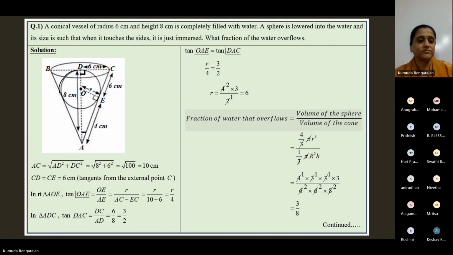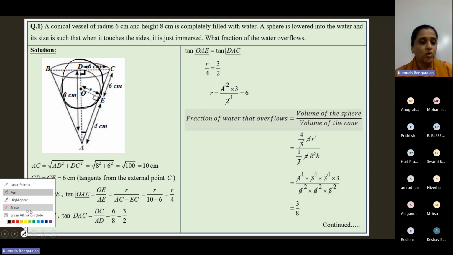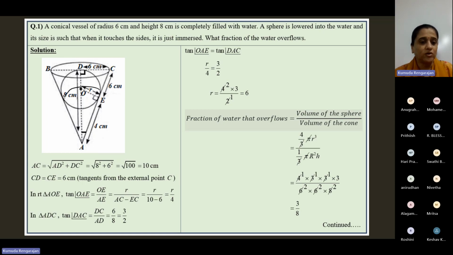So like this. You can see that the sphere touches the base of the cone and the sides of the cone. So the size is like this and it's just immersed. Meaning it's not popping out of the cone like this, nor is it completely inside the cone like this. You understand? That's what it is when the question says it is just immersed.